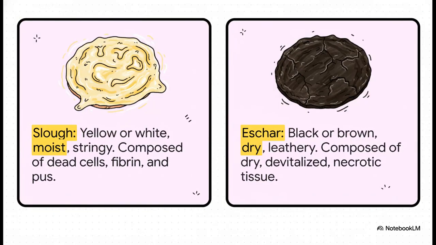Now, on the flip side, slough and eschar are barriers to healing. And these two get mixed up all the time, but they are totally different. Slough is usually moist and stringy, and it has this yellowish-white color. It's basically a mix of dead cells and gunk. Eschar, on the other hand, is dry, thick, leathery, and dark brown or black. It's literally dried up, dead tissue. They're both bad news for healing, but you have to think about them a little differently.